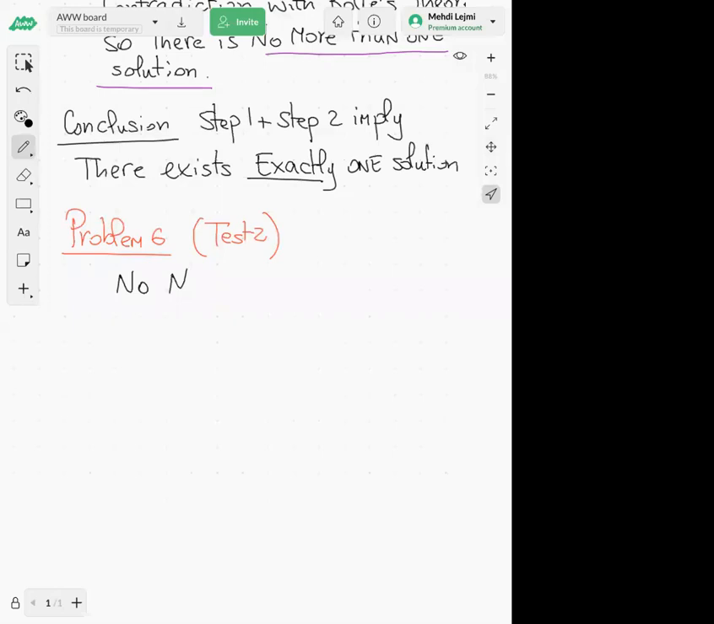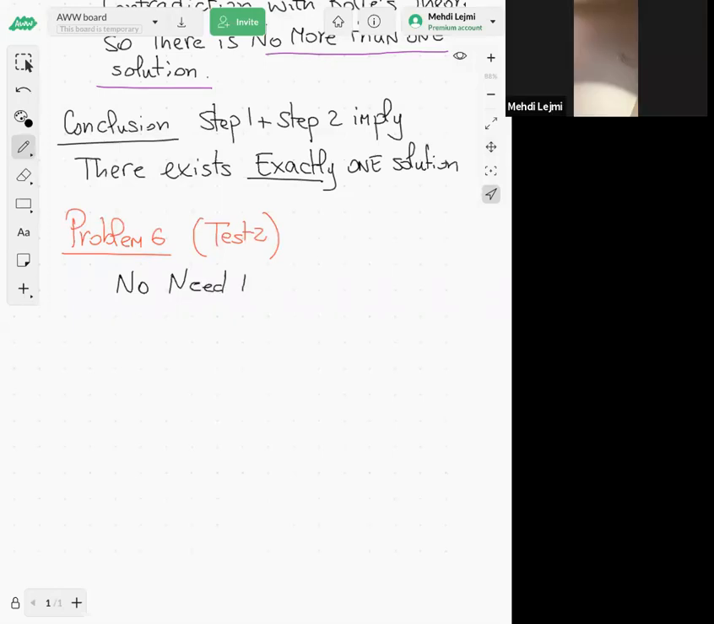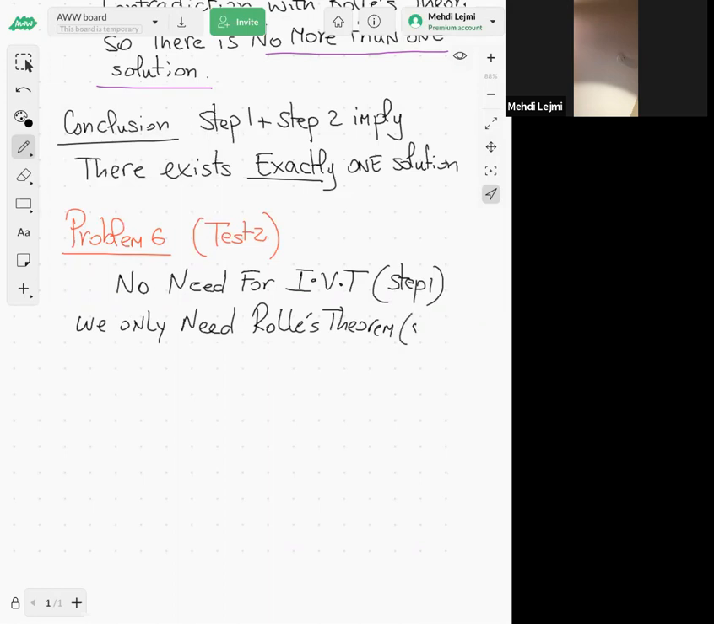So for problem number 6, no need for the IVT, the intermediate value theorem, the step 1. All you need is Rolle's theorem, the step 2. We only need Rolle's theorem, right? The step 2.